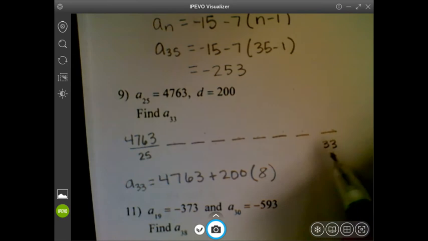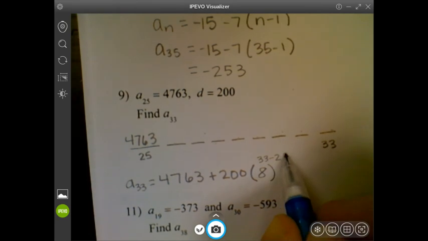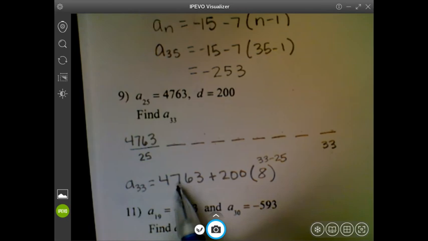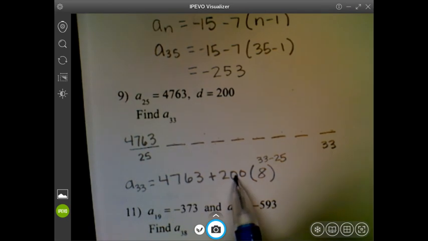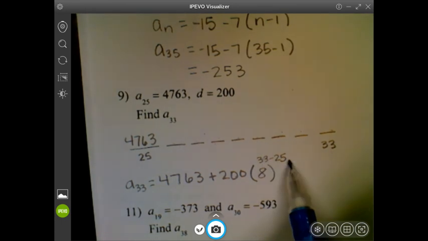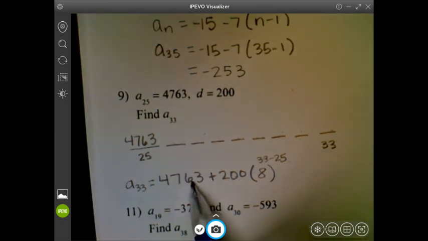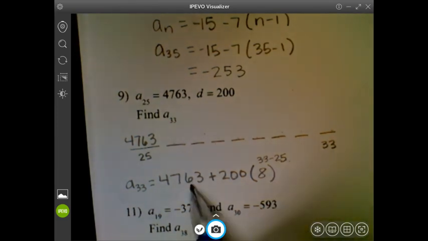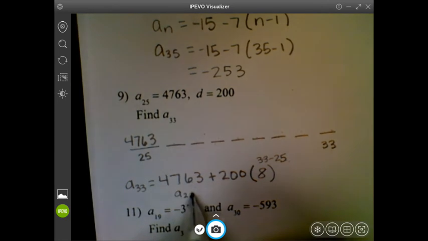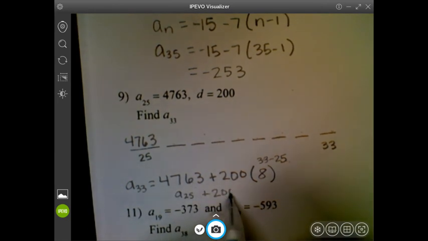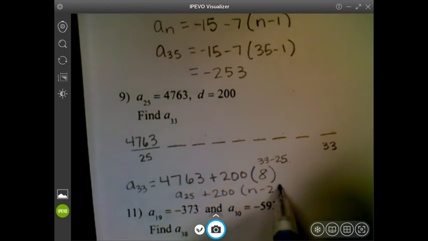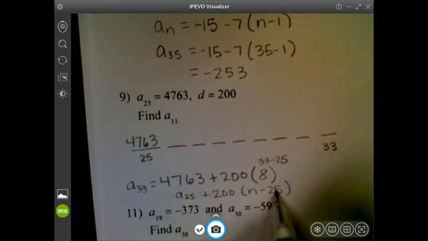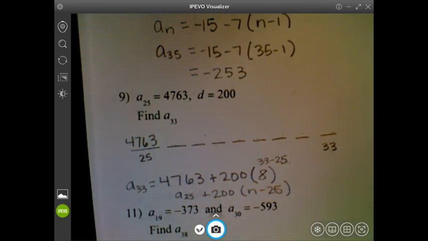Now know that 8 also comes from 33 minus 25, doesn't it? And so this is actually a play on the explicit formula. Instead of the first term plus your common difference times n minus 1, it's the 25th term. And then instead of n minus 1, it's n minus 25 because you're starting at the 25th term. So really this is a sub 25 plus 200 times n minus 25. And the 25s there would match. Instead of it being the first term and the n minus 1, it's the 25th term and minus 25.